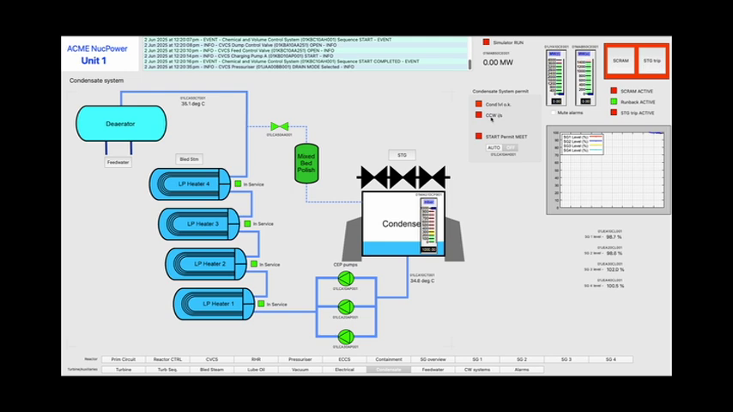Condensate system permits to start have all been met. Select controller to automatic. The first condensate pump will start and the condensate system will go into cleanup mode to ensure water quality is sufficient before progressing.